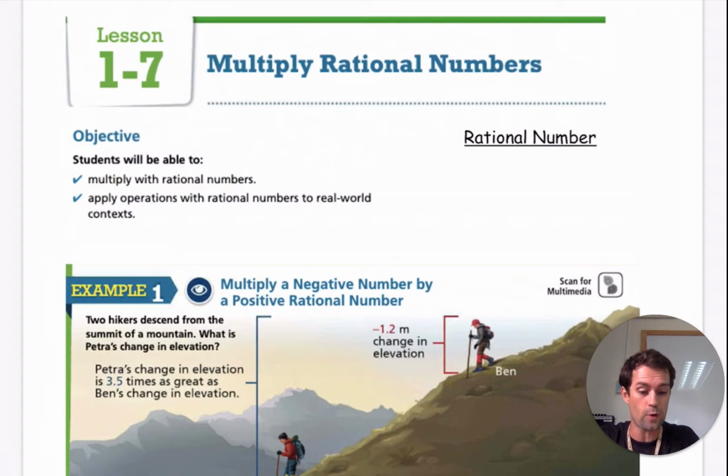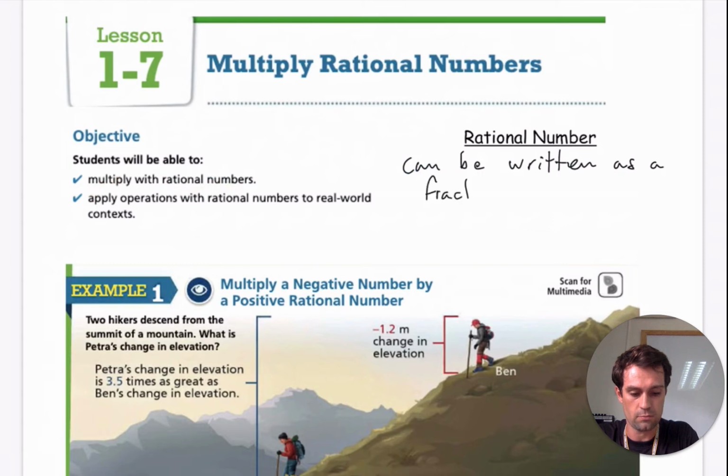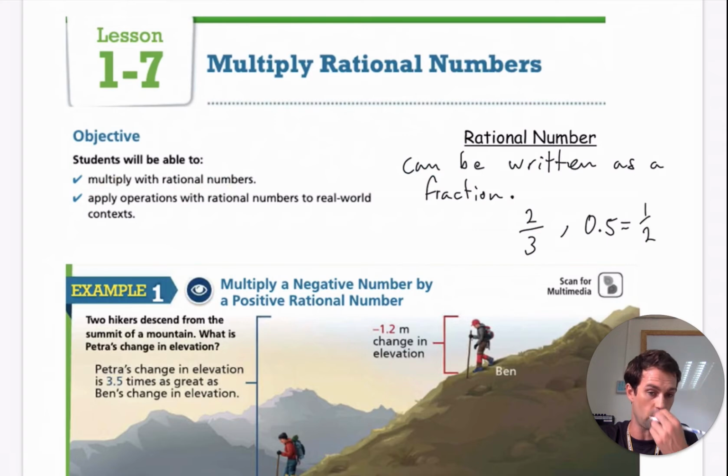So remember, a rational number can be written as a fraction. So 2 over 3 is a rational number. Or we could also have it written as a decimal, 0.5, because 0.5 is also a fraction, 1 over 2. So rational numbers can be written as a fraction.